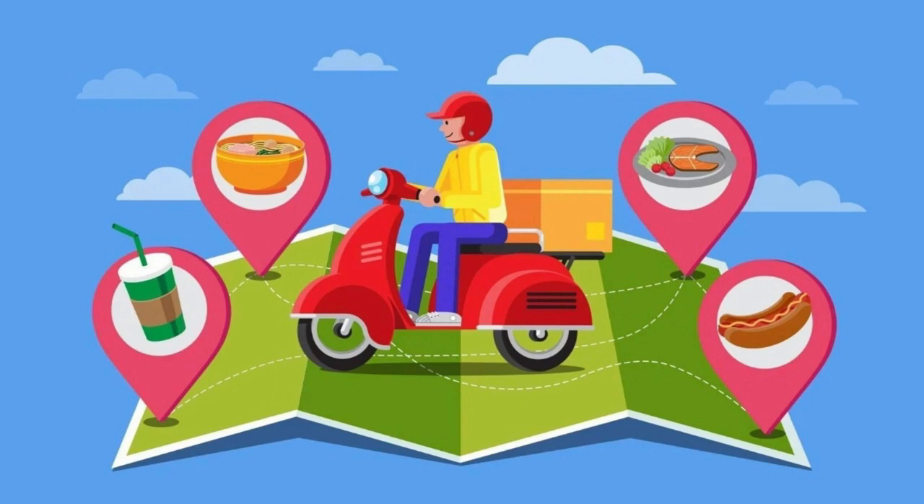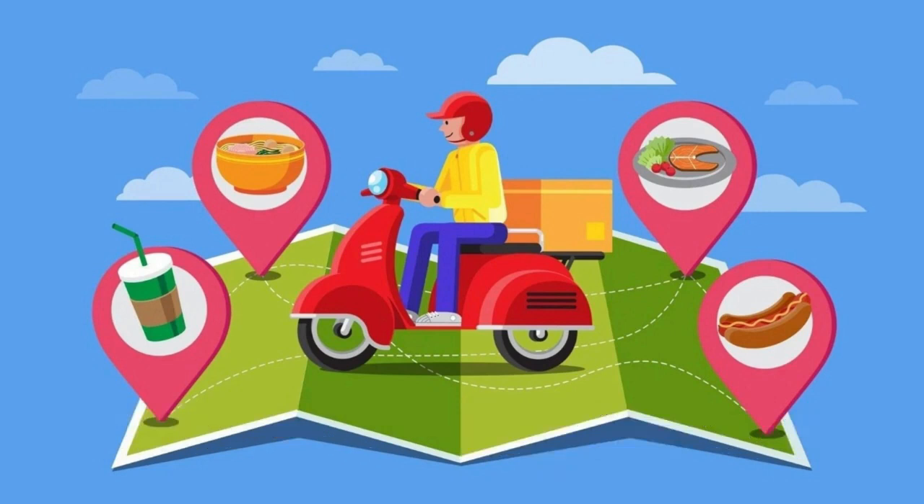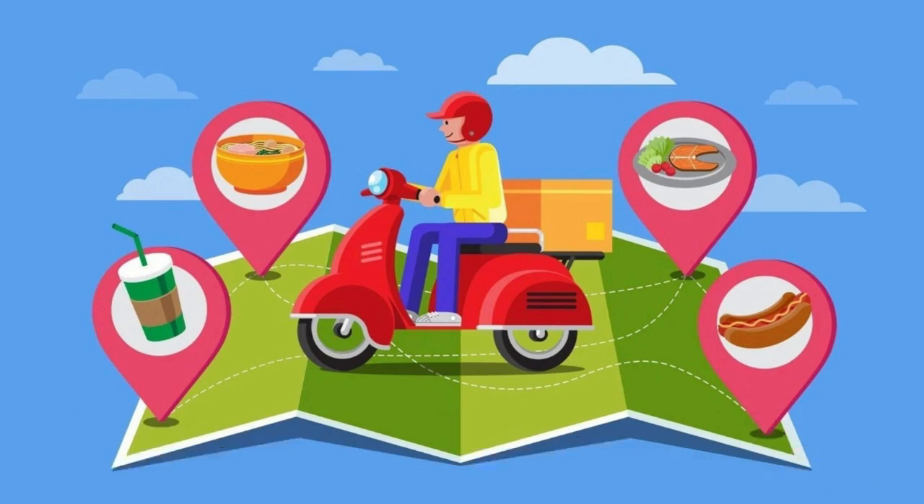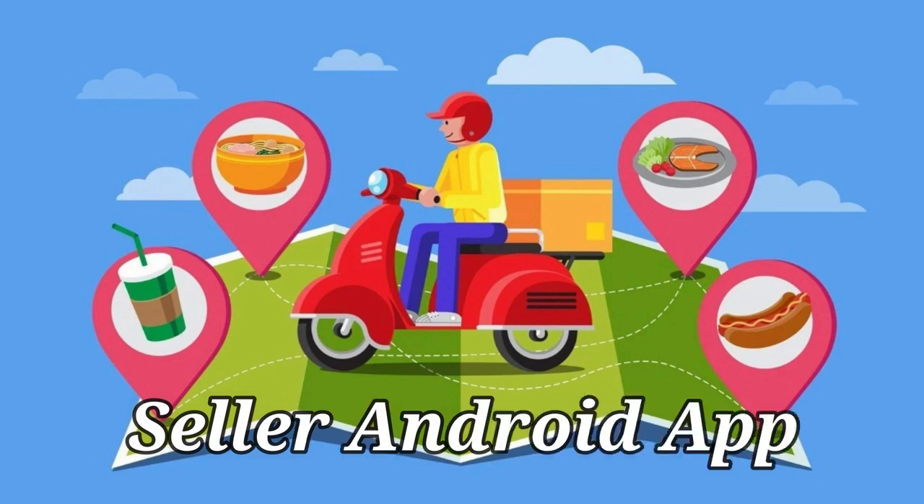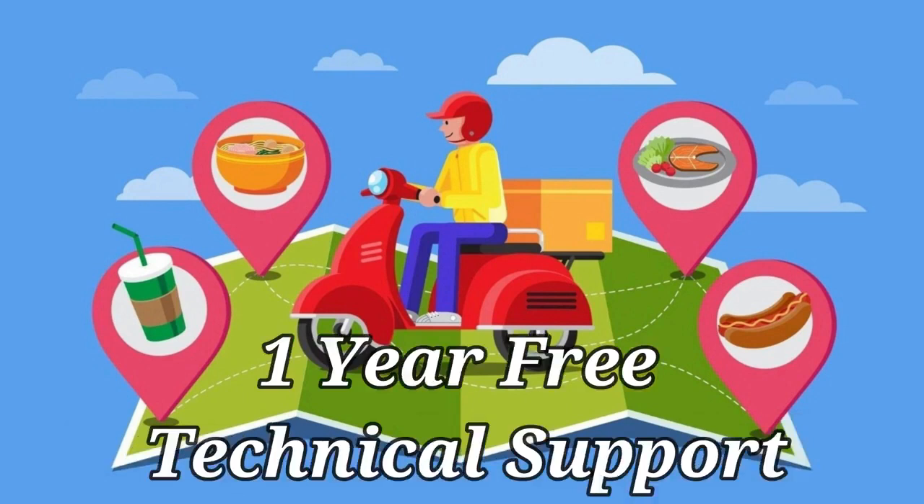Foodonix is a complete food delivery multi-vendor application combo. In this combo you are getting a complete website and app combo. If you are buying the Android combo, then you are getting the website, customer Android app, driver Android app, seller Android app, admin panel, complete source code and 1 year free technical support.